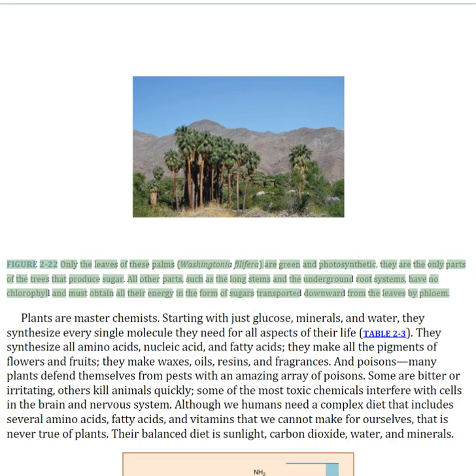Figure 2-22: Only the leaves of these palms are green and photosynthetic. They are the only parts of the trees that produce sugar. All other parts, such as the long stems and the underground root systems, have no chlorophyll and must obtain all their energy in the form of sugars transported downward from the leaves by phloem.